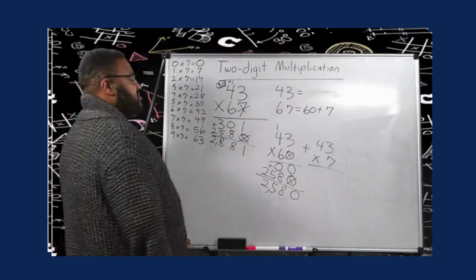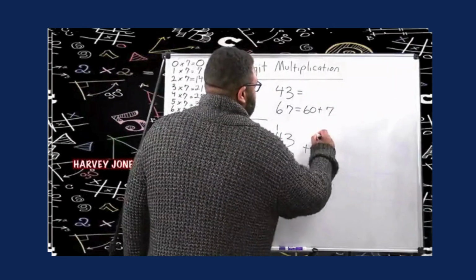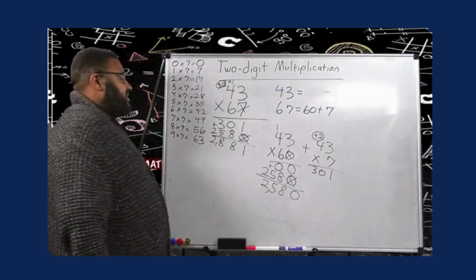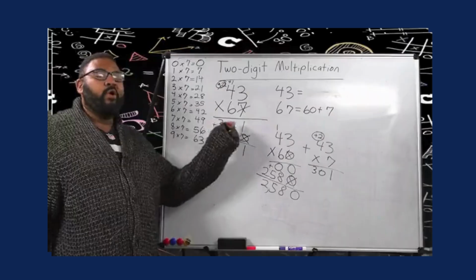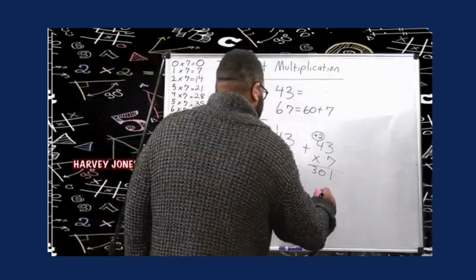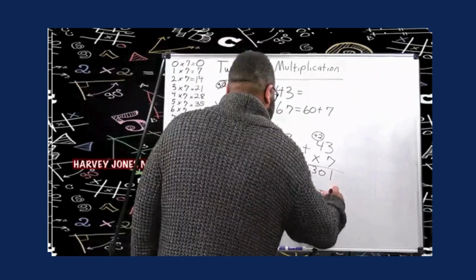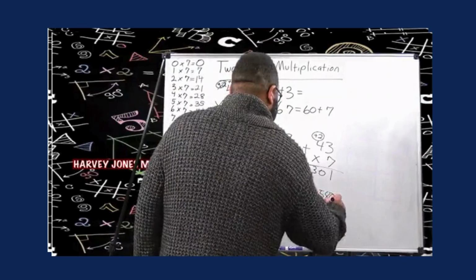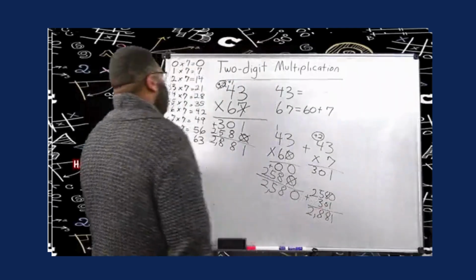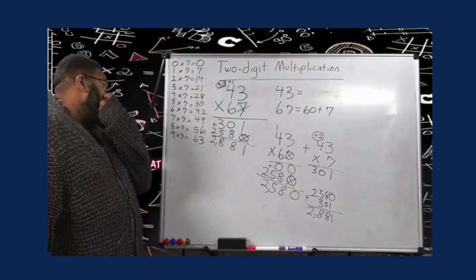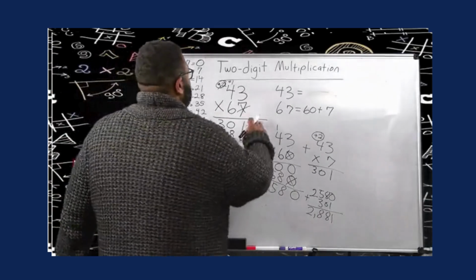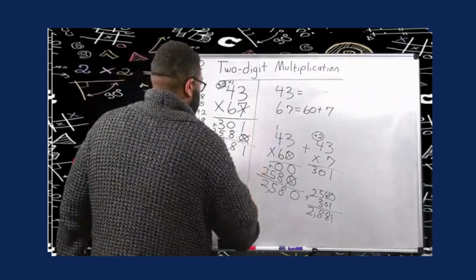What does this mean over here, Mr. Jones? 7 times 3 is 21. Carry my 2. That's 28, 29, 30. Oops, my work is checking out. So now I have 301 plus 2,580. 2,580 plus 301. 2,881. Questions or concerns? Questions or concerns?